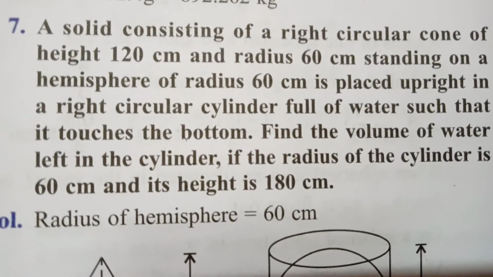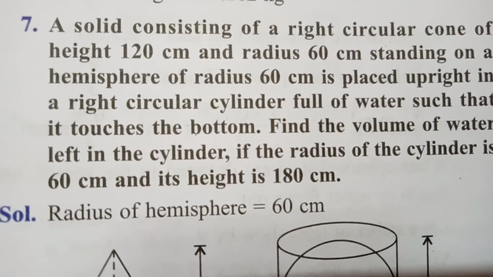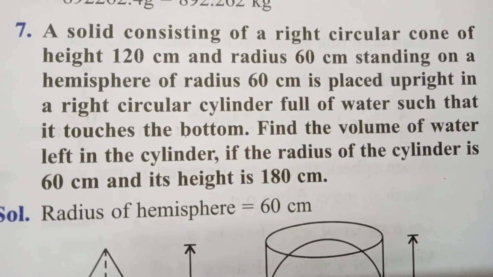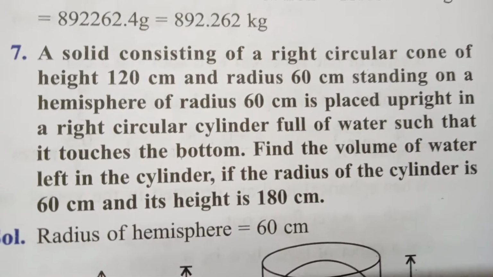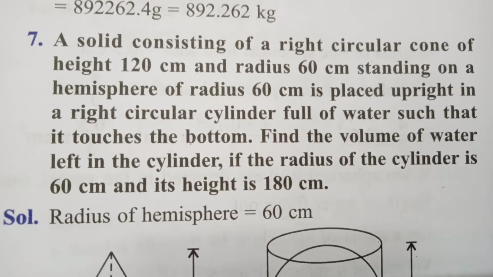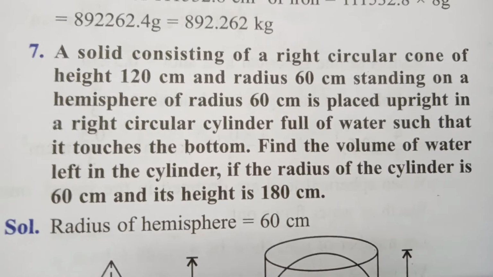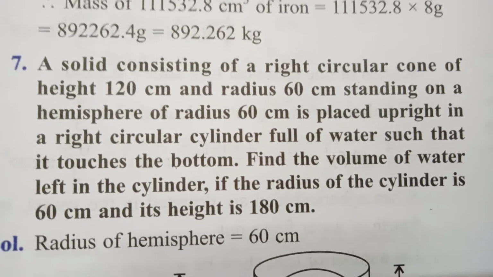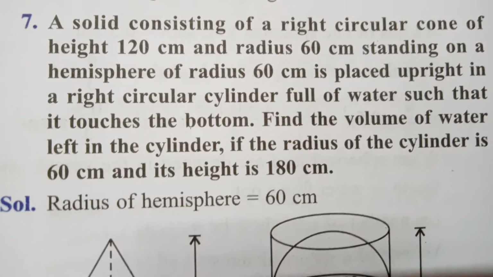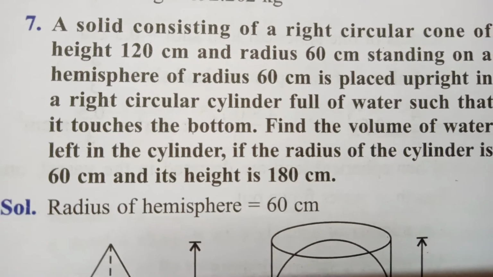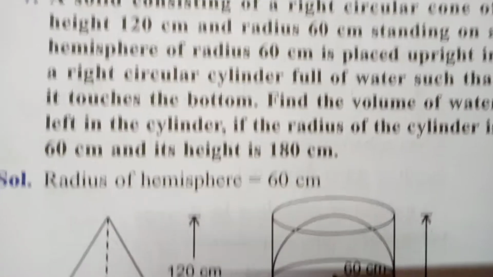A solid consisting of a right circular cone of height 120 cm and radius 60 cm standing on a hemisphere of radius 60 cm is placed upright in a right circular cylinder full of water such that it touches the bottom. Find the volume of the water left in the cylinder if the radius of the cylinder is 60 centimeter and height is 180 centimeter.